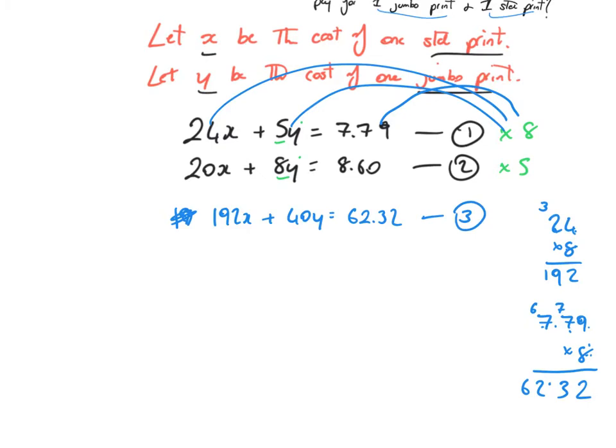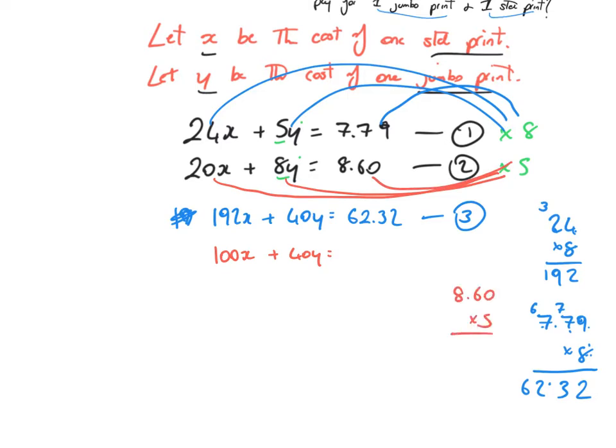Okay, let's go for equation 4. So I'm multiplying everything here by 5. 20x times 5, that's easy, that's 100x. 8y times 5, that's 40y. £8.60 times 5, let's just go to the side and do that. Line up the decimal point, 5 times 0 is 0. 5 6s are 30, 0 down carry 3. 5 8s are 40 plus a 3. 43 pound on the button, and that's equation 4.